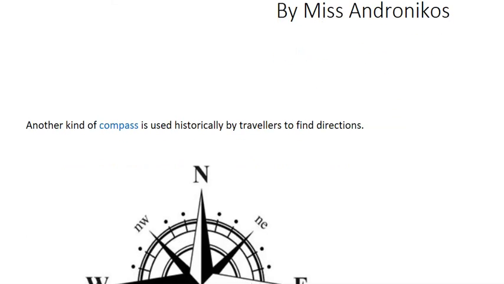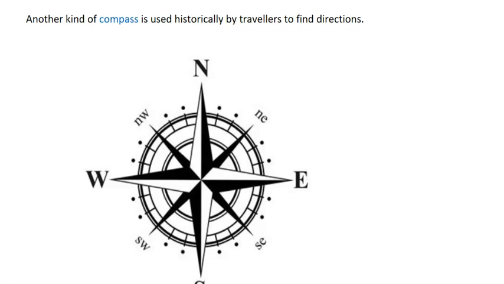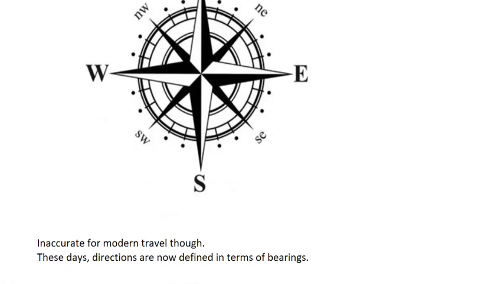Today we are looking at maps and bearings. Another kind of compass is used historically by travelers to find directions. As you can see here, there's north, south, east, west, and then northeast, southeast, southwest, northwest, all the way around. It's of course inaccurate for modern day travel though, and these days we now use bearings.